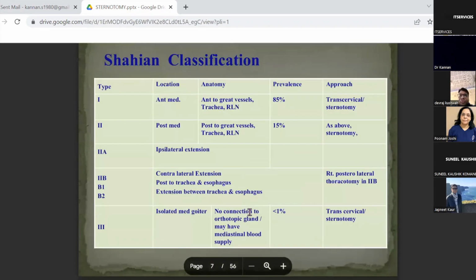This is the classification which we normally follow. So it's from type 1 to 3. Whenever you have a retro-sternal goiter which has no attachment to the thyroid in the neck, it is an isolated mediastinal goiter, which is quite rare. And this is the only goiter which gets blood supply from the thorax. If it gets blood supply from the thorax, then it needs a sternotomy for vascular control.